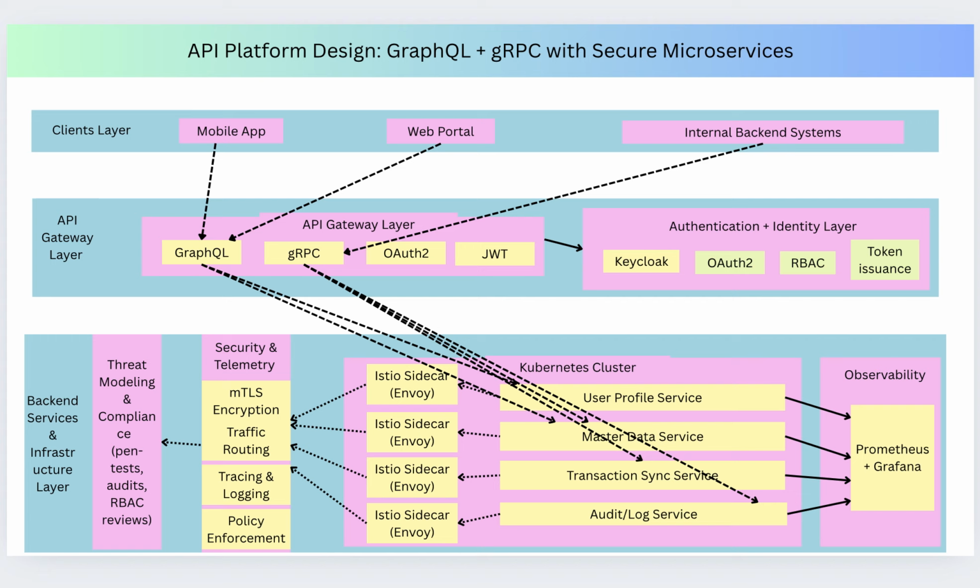Traffic routing and policy enforcement. The Istio control plane configures routing policies dynamically. This includes load balancing, retries, circuit breaking, rate limits, and even A/B testing scenarios. It enforces authorization policies using rules that evaluate JWT claims, roles, or namespaces.